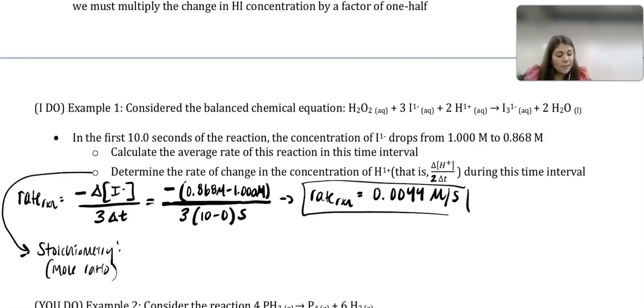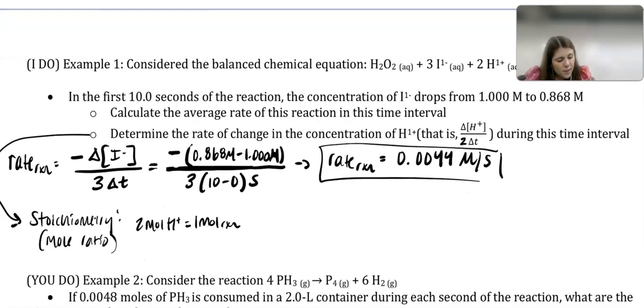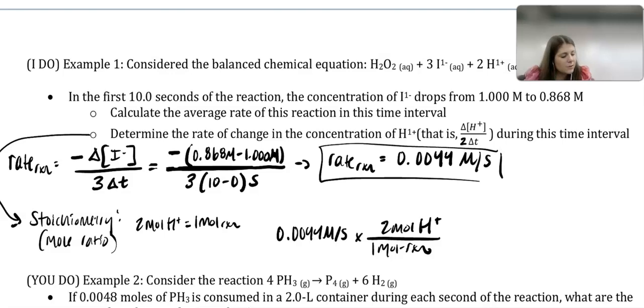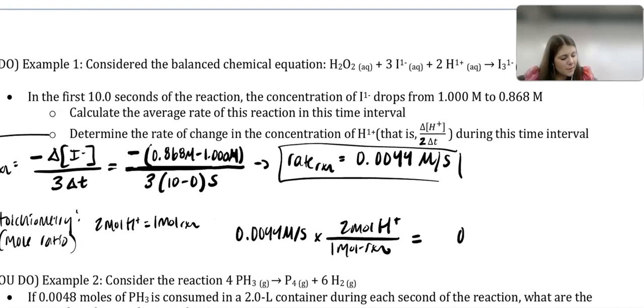So here we can see for every 2 moles of hydrogen, that's 1 mole of the reaction. That can be used as a conversion factor. So here, I know this is the rate of the reaction, 0.0044 molarity per second. So if this is 1 mole of the reaction, I'm trying to solve for 2 moles of hydrogen. So here, this ends up being 0.0088 molarity per second.